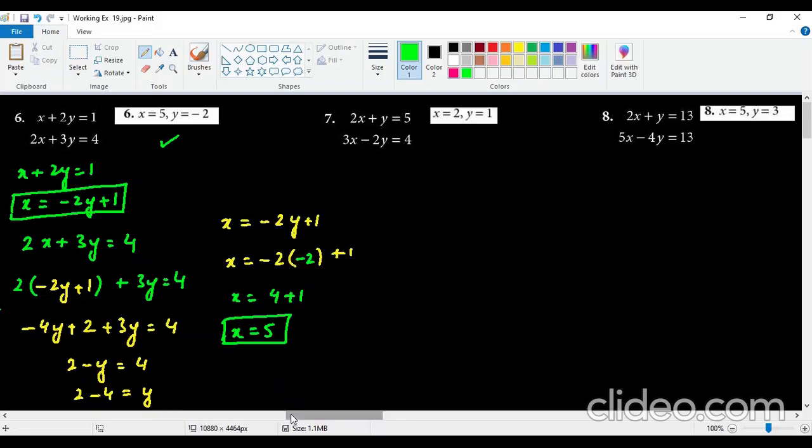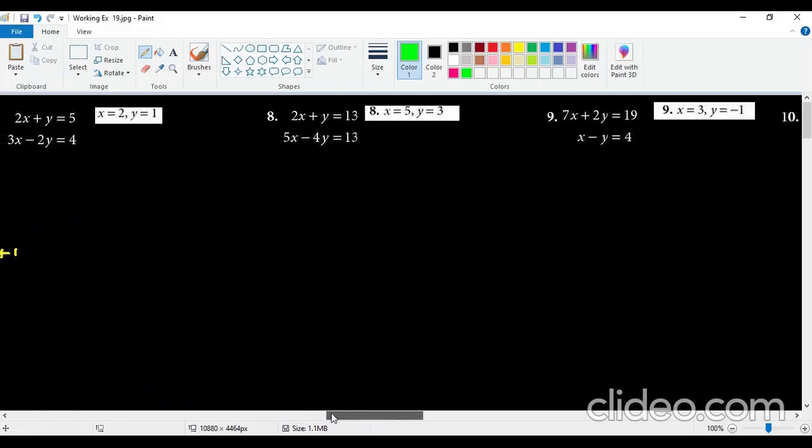In here I can see the first equation tells us 2x plus y equals 5. I can see that it is easy for me to take y equals negative 2x plus 5. So this is the value of y.